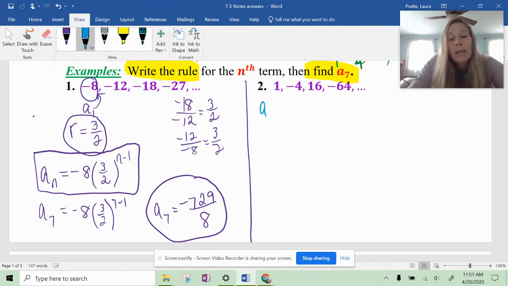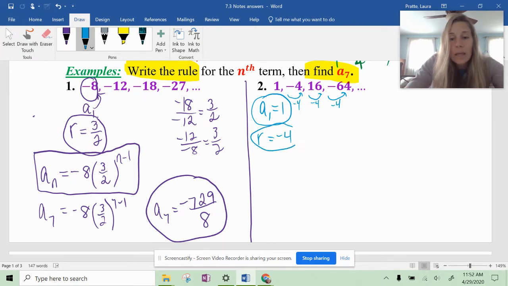Okay, so let's take a look at number 2. So again, our A sub 1 is that first number in the pattern. Then we're trying to figure out what's being multiplied each time here since it's geometric. So 1 times negative 4 is negative 4. Negative 4 times negative 4 is 16. 16 times negative 4 is negative 64. So I'm pretty sure my R value is negative 4.